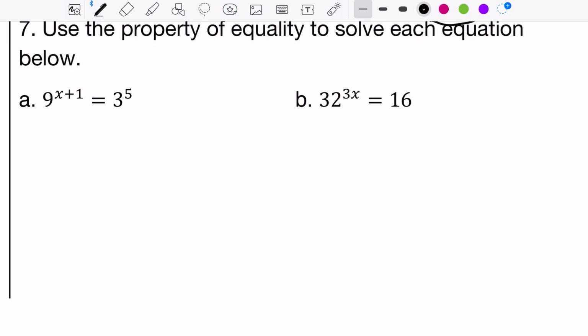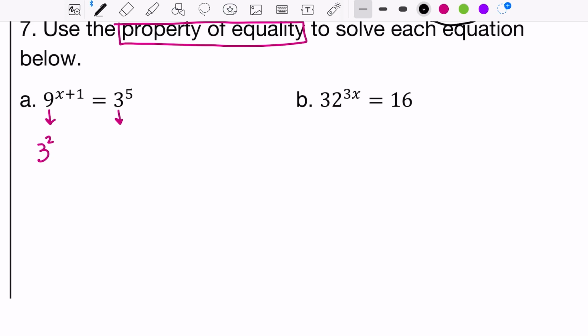This says, use the property of equality to solve each of the equations below. So it's telling you use the property of equality. It's not telling you to use a logarithm. So what we're going to do is see that the left side has a base of 9 and the right side has a base of 3. We need them to have the same base. So I'm going to change 9 to 3 squared.